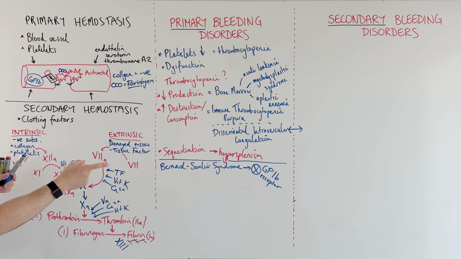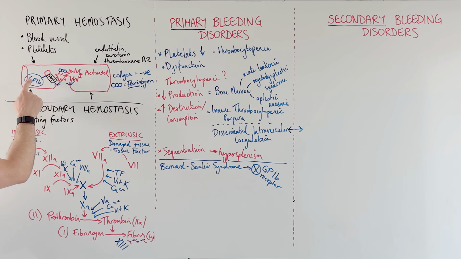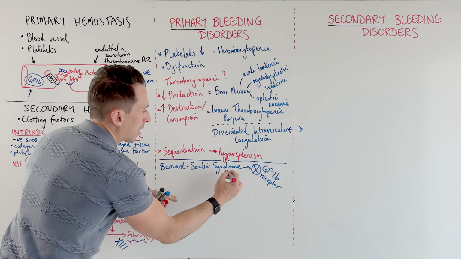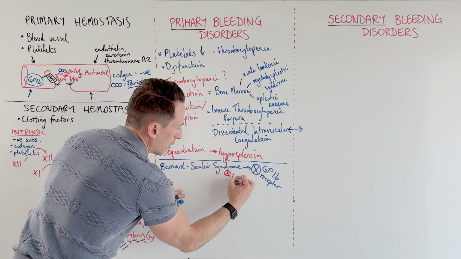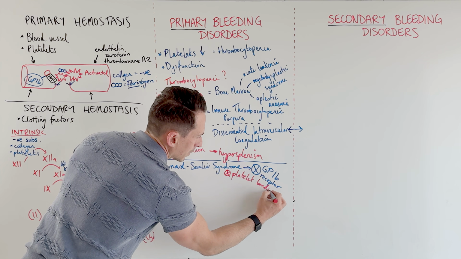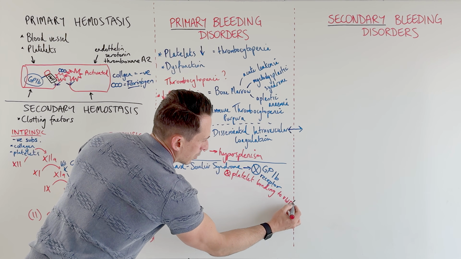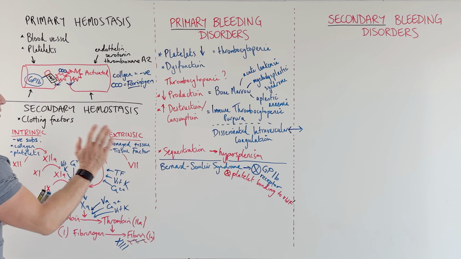That's important. So what that means is if you've got Bernard-Soulier syndrome, that receptor does not work, which means platelets cannot bind to von Willebrand factor. So you have no platelet binding to VWF, right? Okay, so that's Bernard-Soulier.